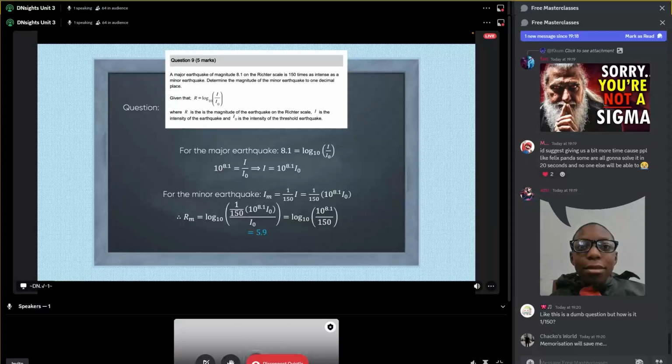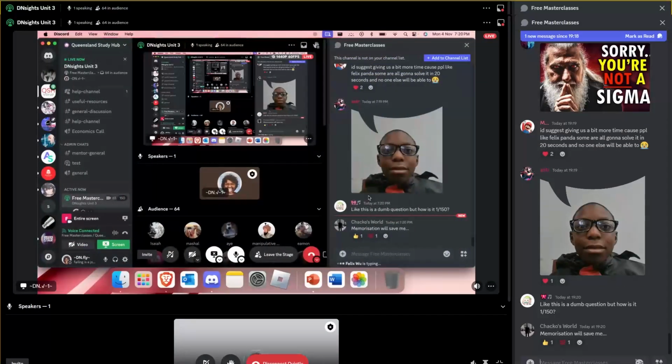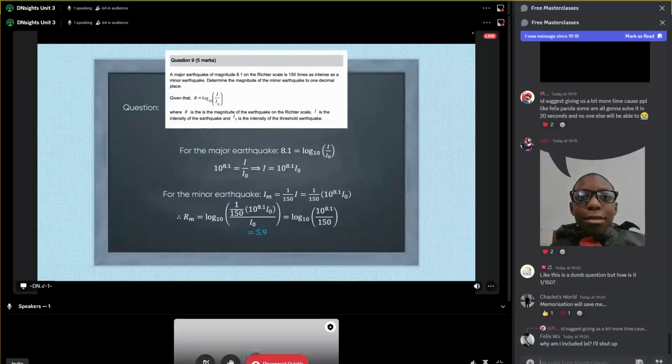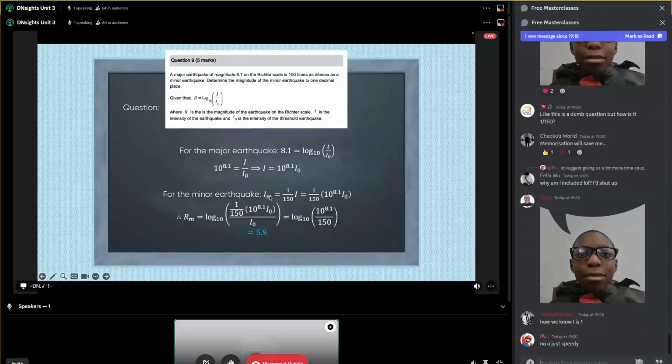All right. It's so annoying having to scroll through both. Okay, just tell me when you're good to go. So then I've arranged for I, I've got I minor relating to I major, and then I've just substituted it to get 5.9. Pretty easy, very easy question actually.